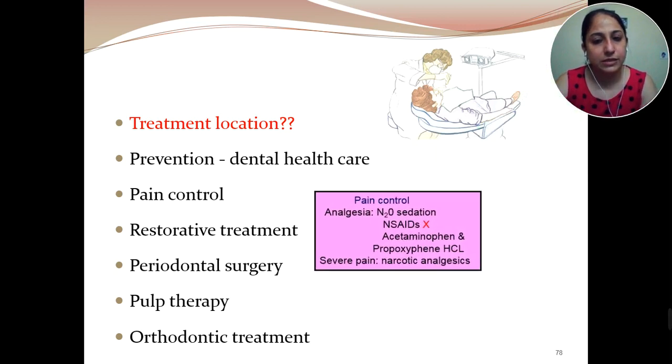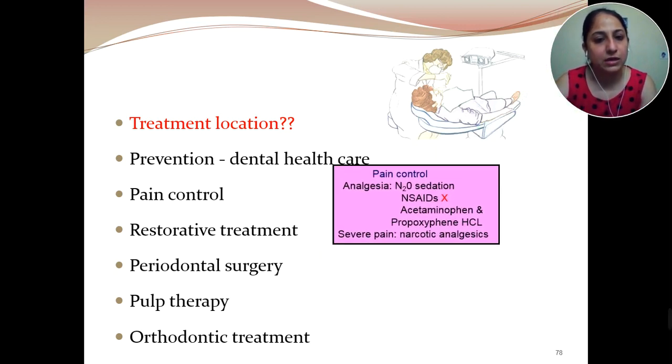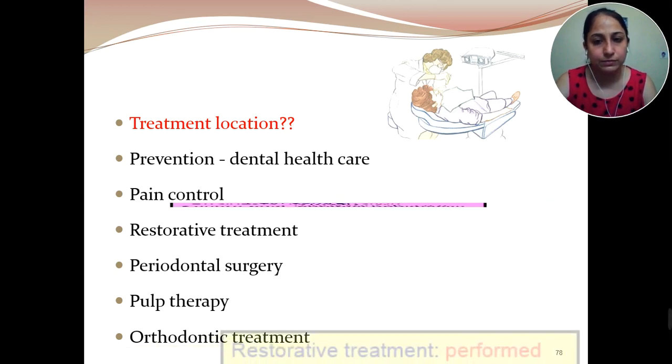The next is pain control, analgesia. We can give nitrous oxide sedation. NSAIDs are strict no, because in this also aspirin might increase the bleeding. Acetaminophen can be given. In severe pain, narcotic analgesics can be given.